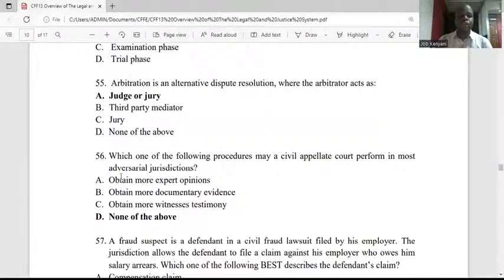Which of the following procedures may a civil appellate court perform in adversarial jurisdictions? Obtain more documentary evidence, obtain more witnesses' testimonies. Adversarial is where the parties are left at liberty to compete by themselves. So what could happen in case there's an appeal: obtain more expert opinions, obtain more documentary evidence, obtain more witness testimony.